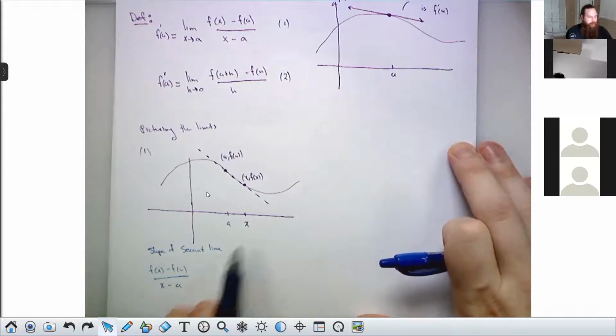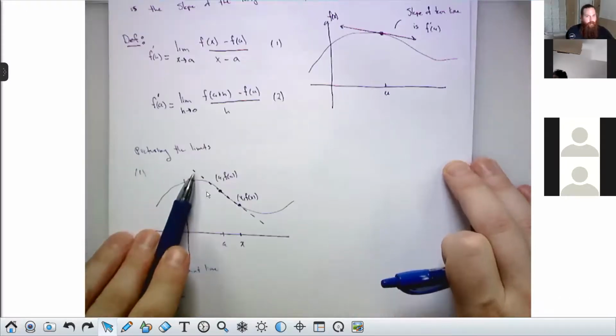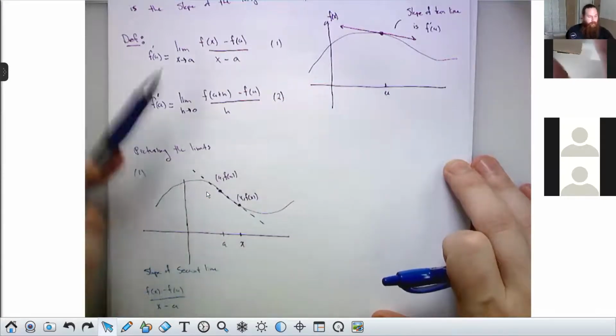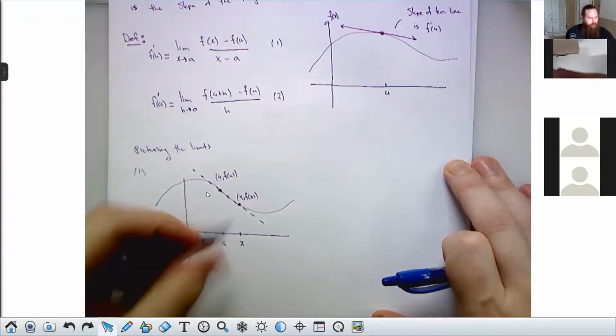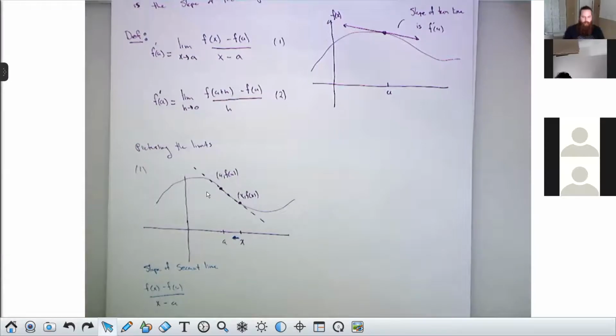And if you take the limit as x gets closer and closer and closer to a, do you see how this dotted secant line will turn into a tangent line? So that's precisely what we're doing in this first definition. We're taking this slope and we're sending x closer and closer and closer to A. We're sending this guy over. And really we're doing it from both directions at once, but in the picture you can only draw one direction at a time. So as this point gets closer and closer to this point, this secant line gets closer and closer to a tangent line. And in the limit, you get out the slope of the tangent line.